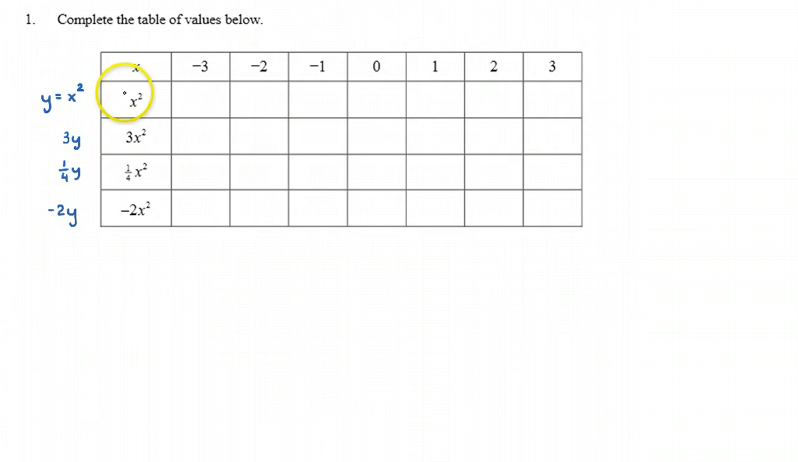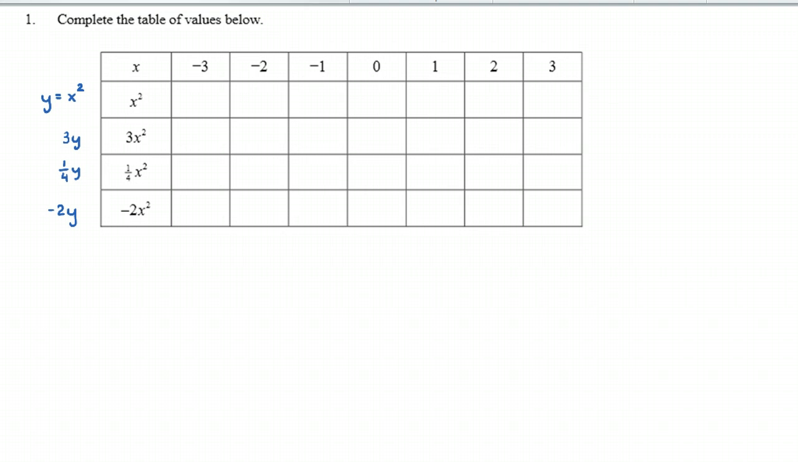So what I want to do here is stress the idea of the connection between x squared here and where x squared shows up in each of these cases relative to the constant. Okay? So let's fill in this table of values, shall we?